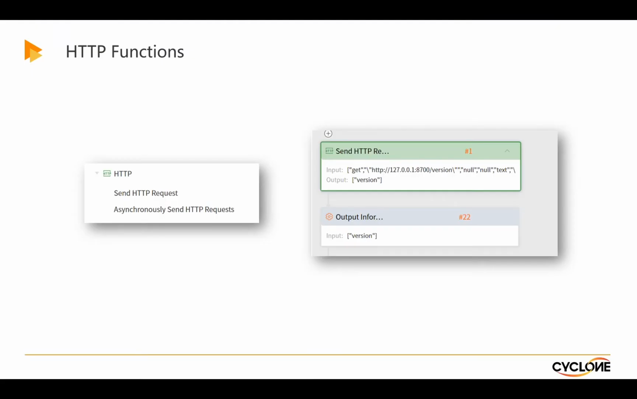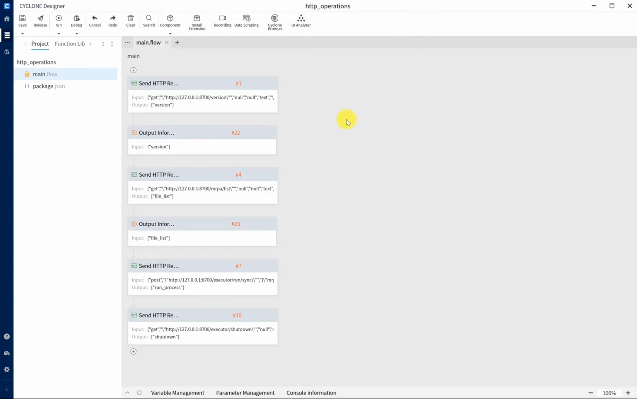Cyclone RPA Designer provides two nodes that use the HTTP protocol: Send HTTP Request and Asynchronously Send HTTP Request. We'll use a demo to show how to configure them. In the demo, we'll use the API provided by Cyclone RPA Robot.